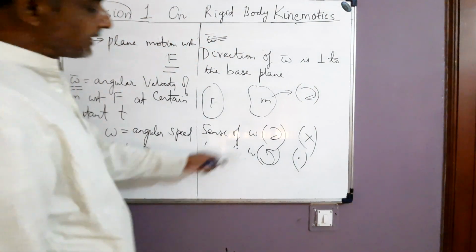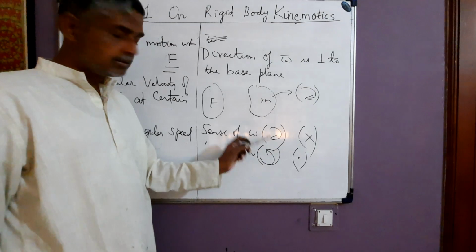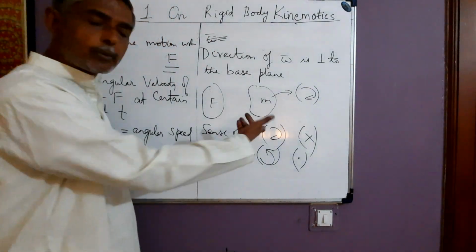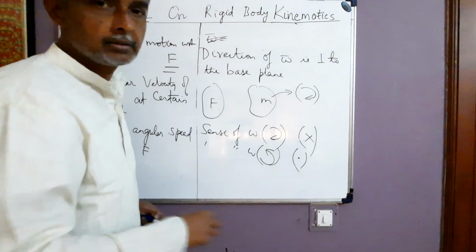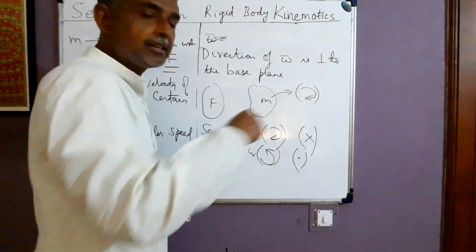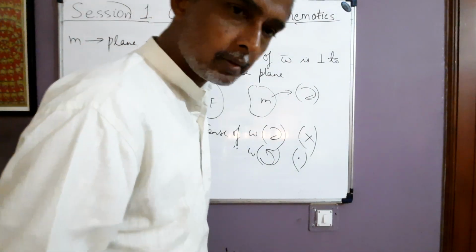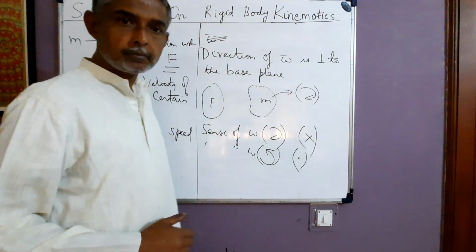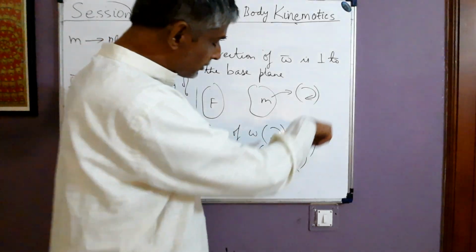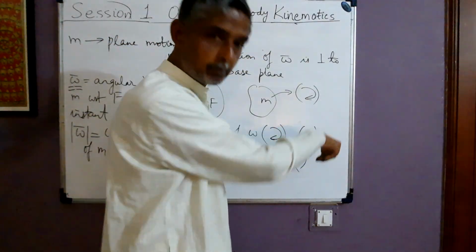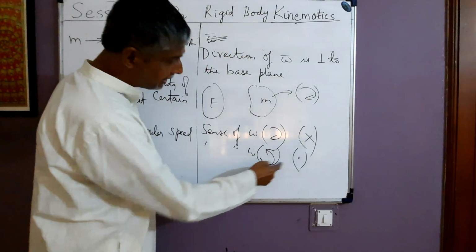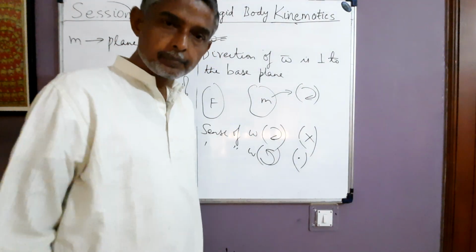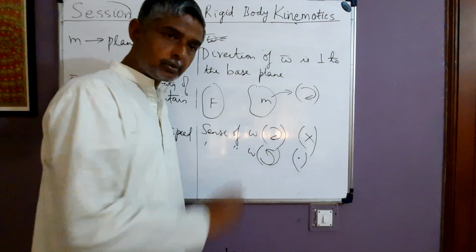So the sense of omega and the direction of omega are two aspects of omega. Sense means clockwise, anti-clockwise. If the body rotates like this, it's an anti-clockwise rotation. If the body rotates like this, it's a clockwise rotation. For clockwise rotation, the direction of omega is normally into the plane of the board. For anti-clockwise rotation, the direction of omega is normally out of the plane of the board, normally out of the base plane. Alright, so these are the two aspects of vector omega.